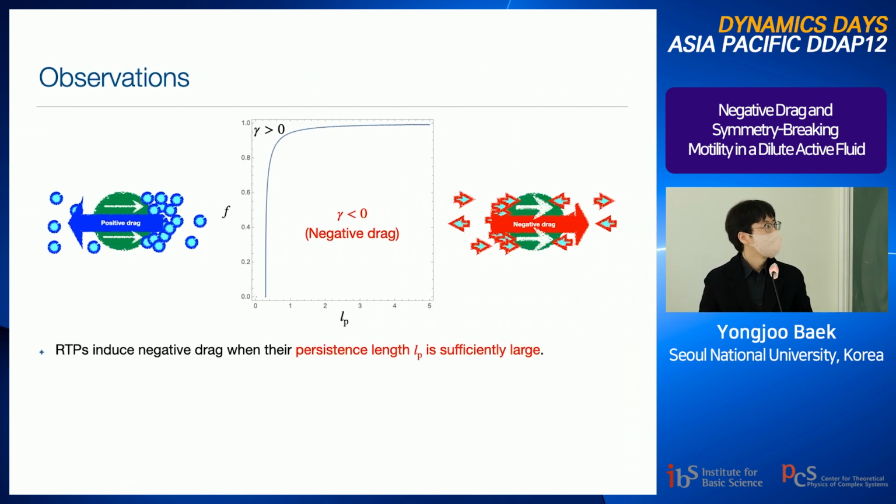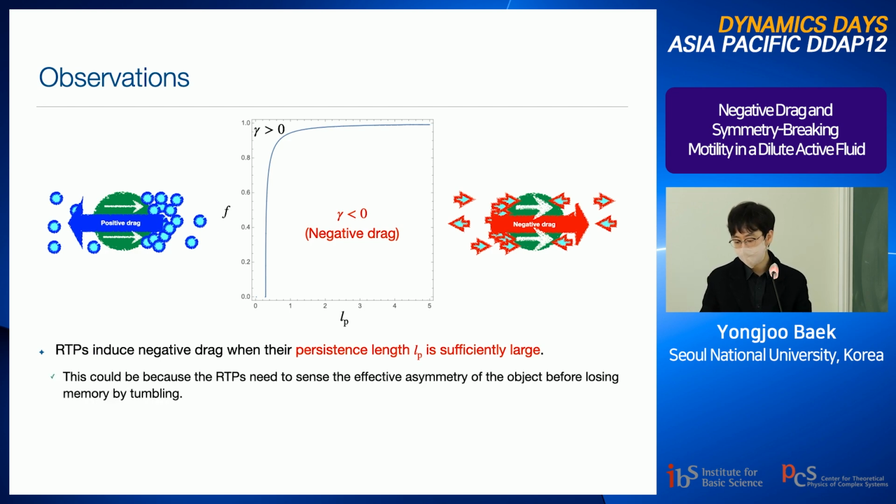Okay, so far these were our observations. These active particles induce negative drag when the persistence length is sufficiently large, and that mechanism I just explained happens only when this persistence length is sufficiently large compared to the object size.